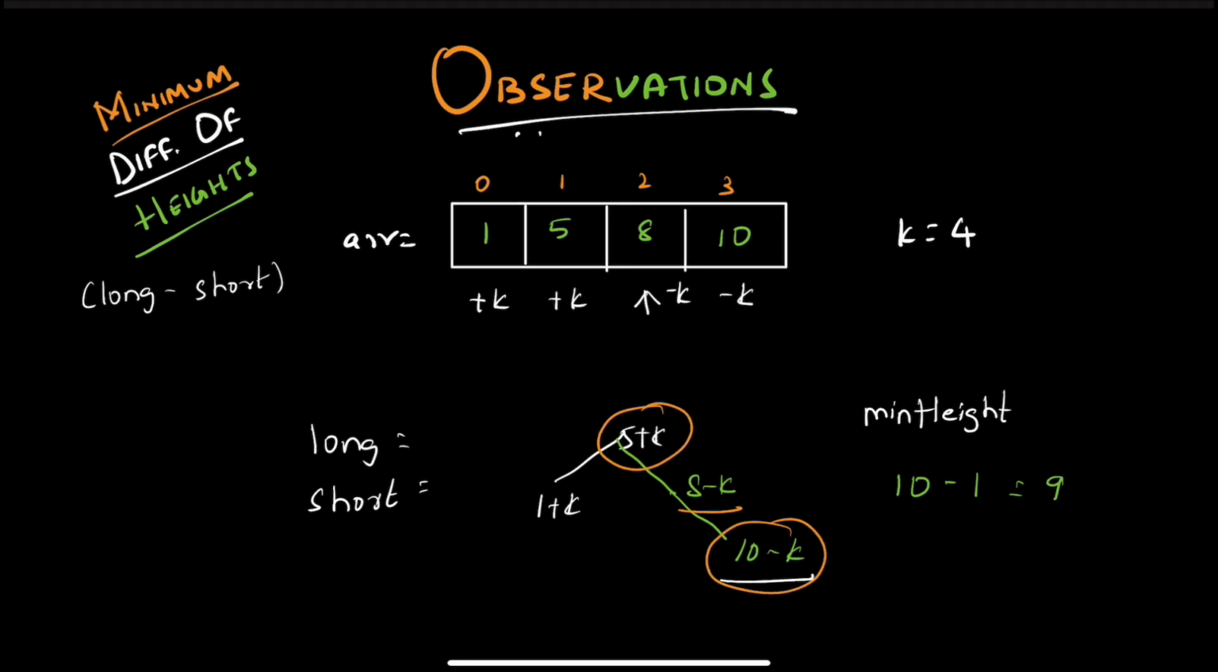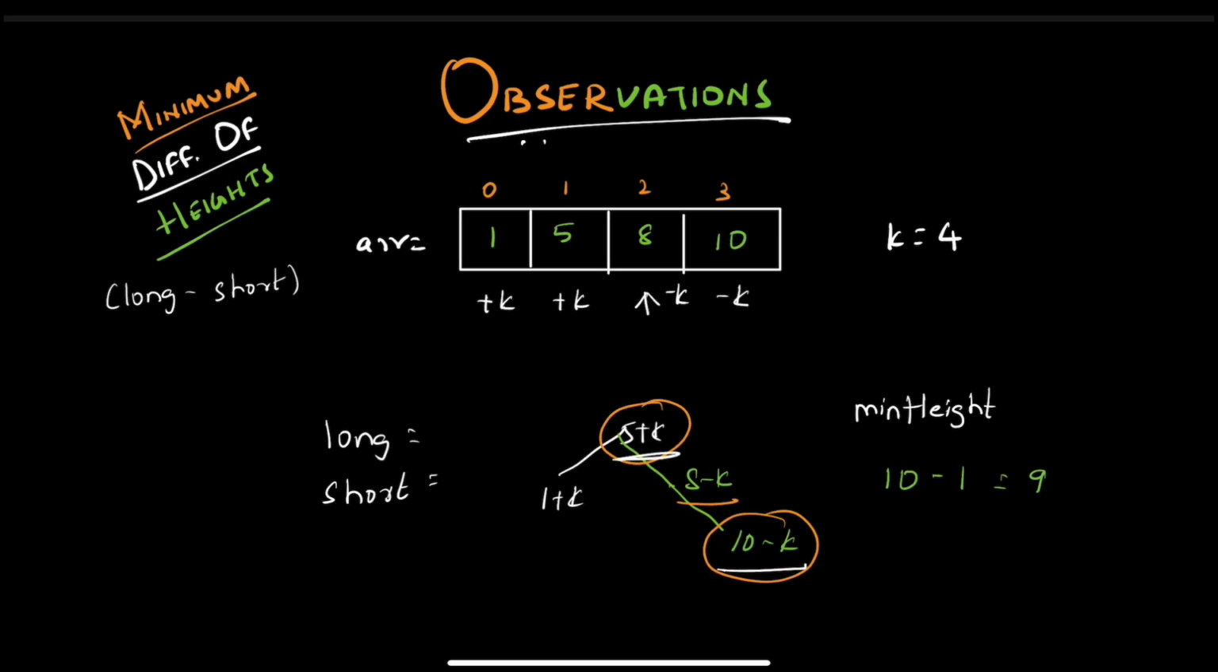Why? 10 minus k will always be greater than 8 minus k, because if we cancel out minus k from both sides, 10 will always be greater than 8. So whatever the k value may be, 10 will always be greater than 8. Now, for this point, how can we say 5 plus k is greater than 8 minus k? Because here we are adding k to 5 and for 8 we are subtracting k. So there is a high chance that this expression surpasses this one. So that's why we are considering 5 plus k as one of the candidates for the maximum height against 8 minus k.